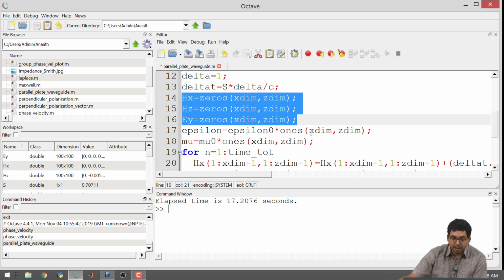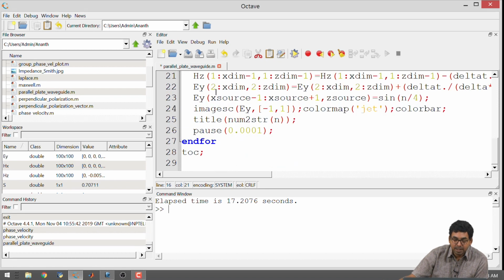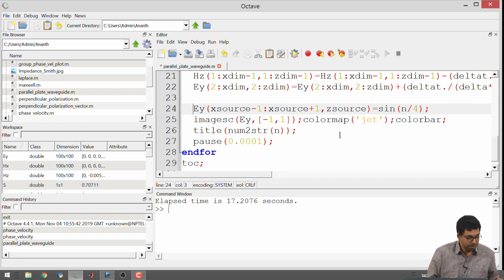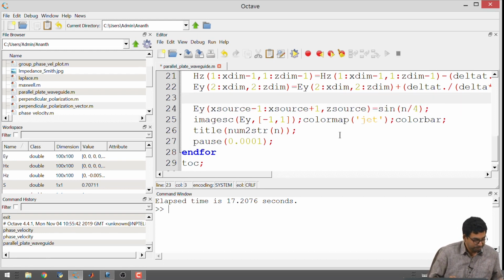So, what I am doing here is I go inside the for loop. I am just going to say that, maybe just before the source.